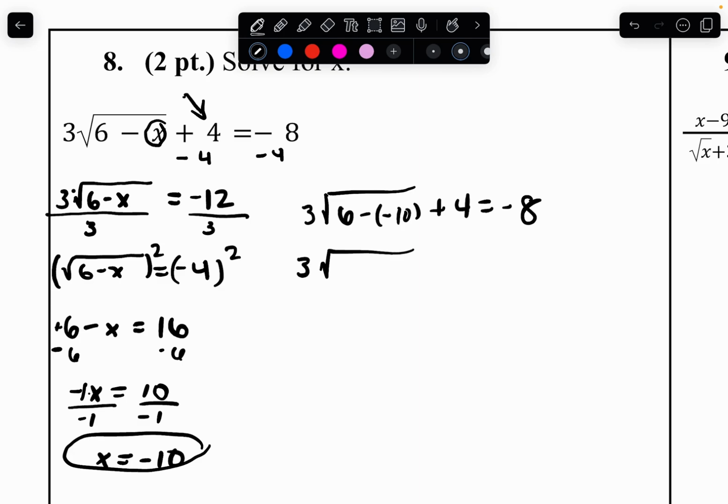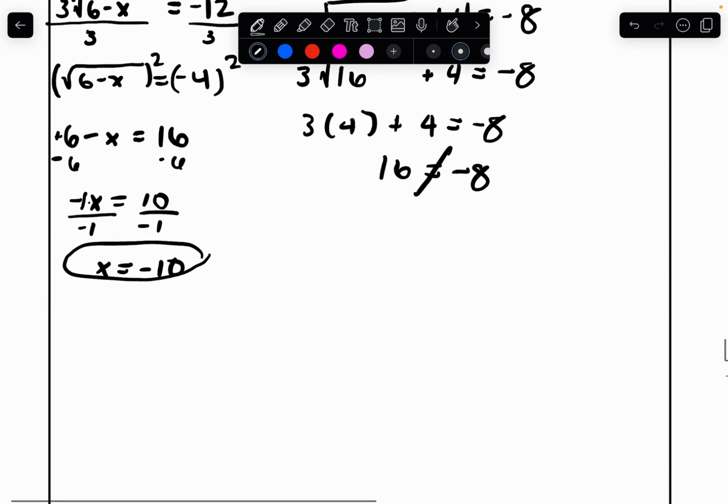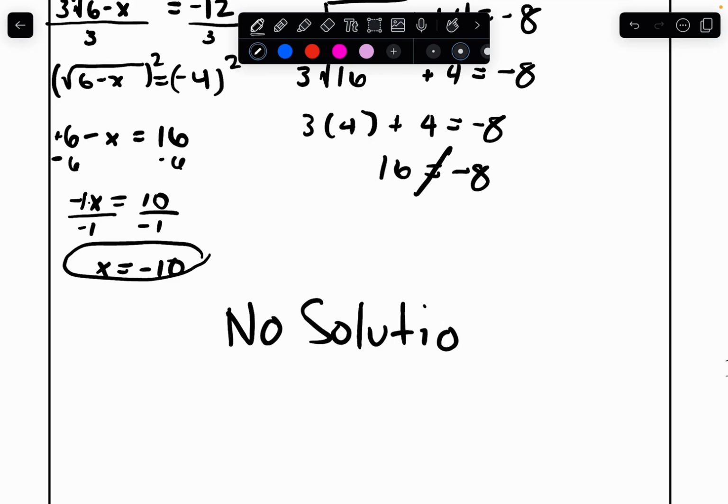So 3 times the square root of 16. The square root of 16 is 4, and 3 times 4 is 12, and 12 plus 4 is 16. 16 is not equal to negative 8. So this is an extraneous solution. Therefore, the right answer was no solution.